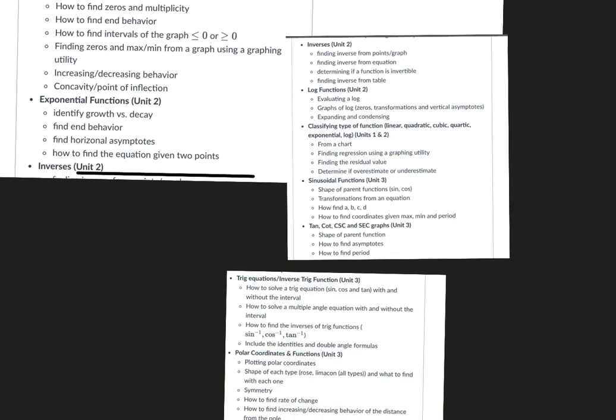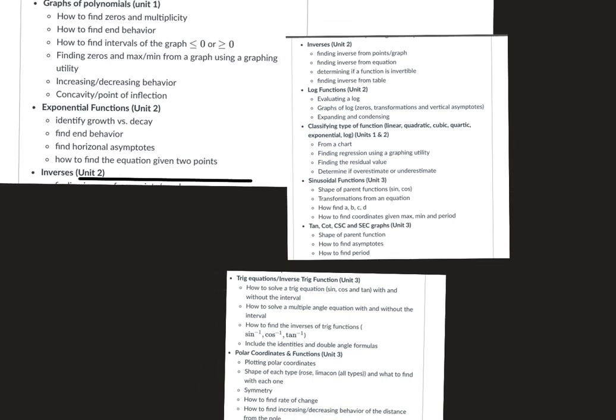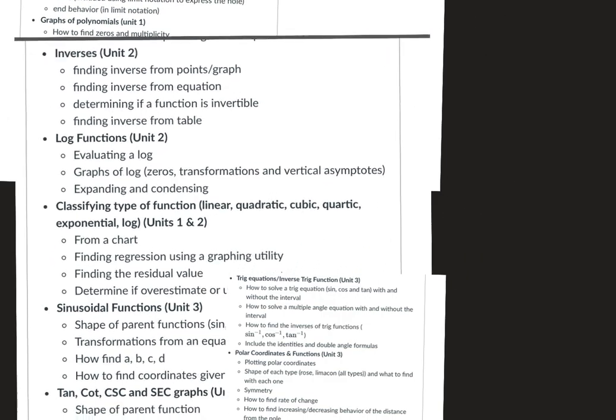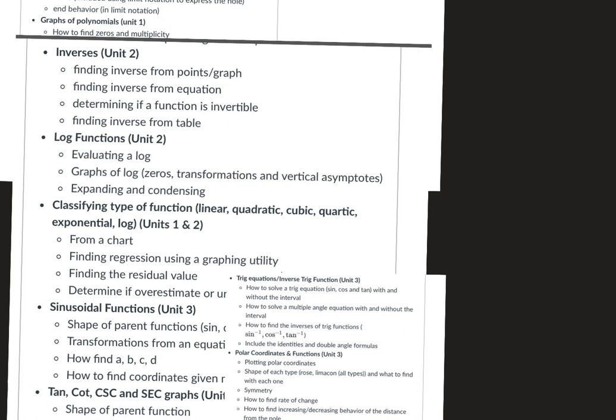If you're doing exponential functions, identify the difference between growth and decay, find your end behavior, find your horizontal asymptotes, and then given 2 points, how do you find the equation of the exponential function? Then came inverses: finding inverses from points, finding an inverse from an equation, determining if a function is invertible, and then finding the inverse from a table.